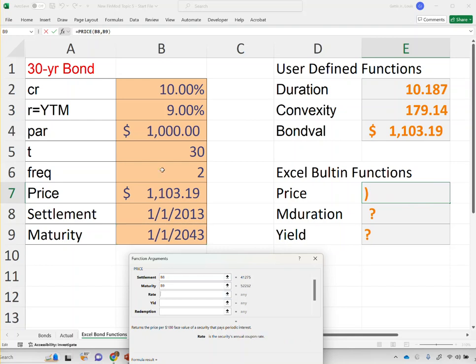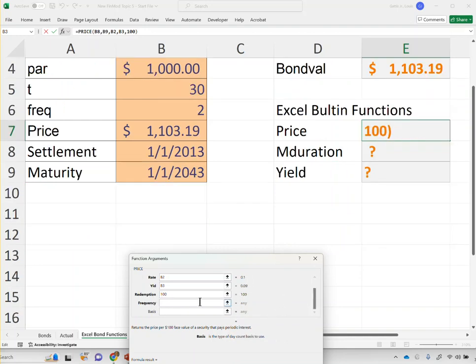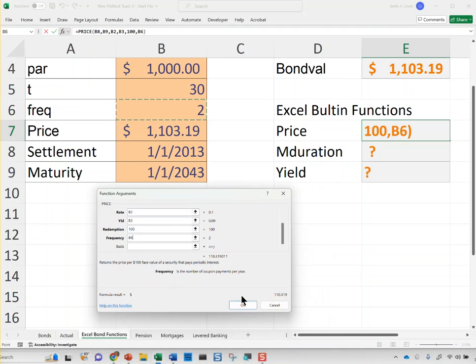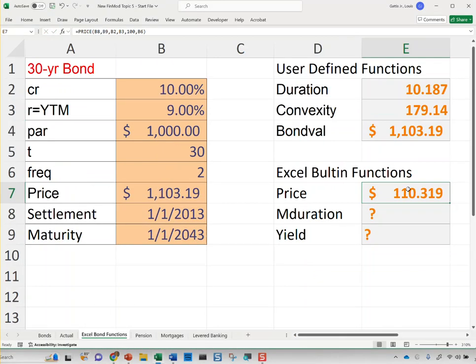The rate is going to be the annual coupon rate. So I'll put the 10%. The yield is going to be that discount rate, 9%. Redemption, I will put in 100. And frequency is 2 payments per year. And I'm going to leave the basis blank. And when I do that, I get a price of 110.319. So this is what Excel's price function does.